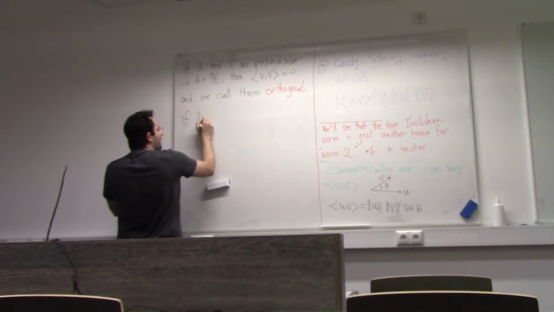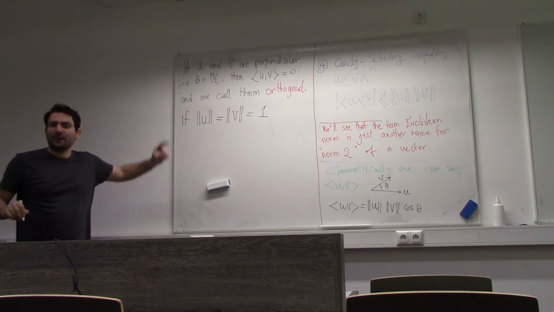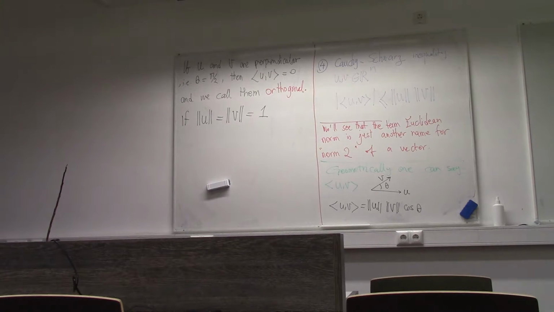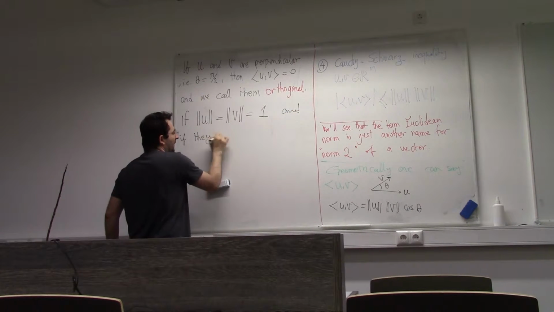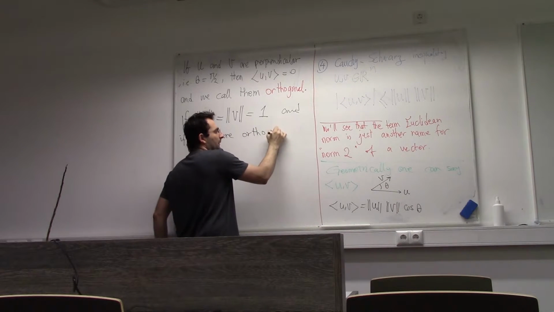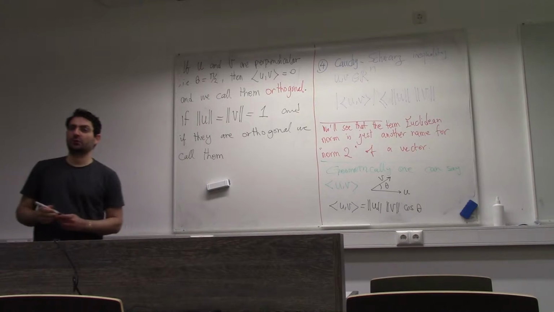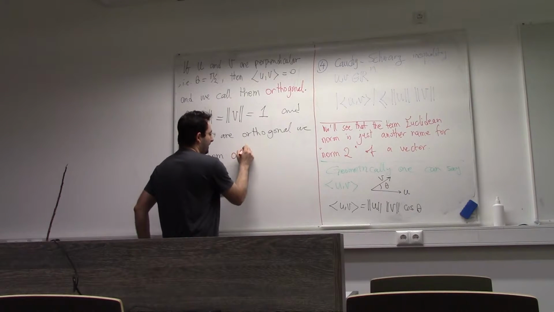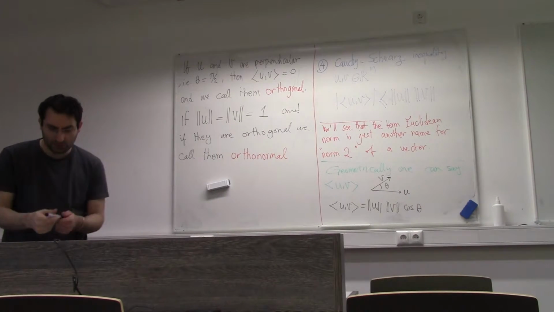And if U and V, if the norm 2 of U and norm 2 of V is equal to 1, what does it mean? Norm equal to 1 means they are unit vectors. The length is 1. Now, if they are unit and orthogonal, we call them orthonormal.